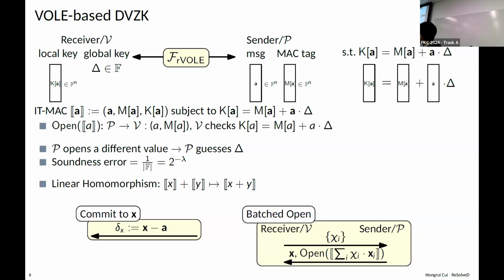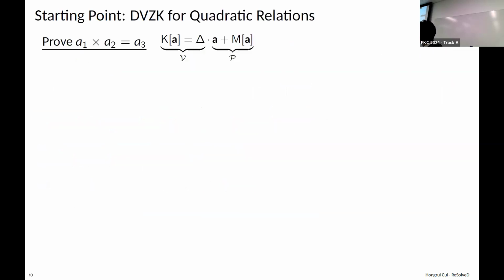I would like to mention that this representation has linear homomorphism, and using this property, we can let the prover fix this vector into an arbitrary vector by sending the difference, and the two parties can perform batch opening on a random linear combination of the batch.